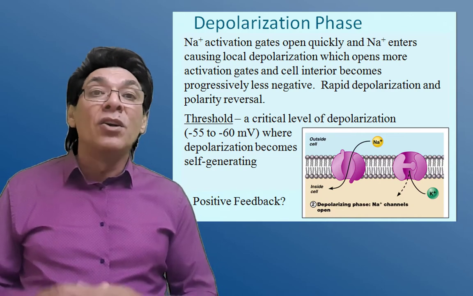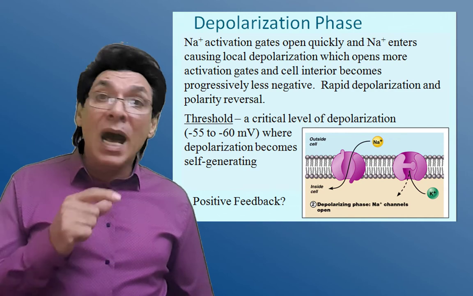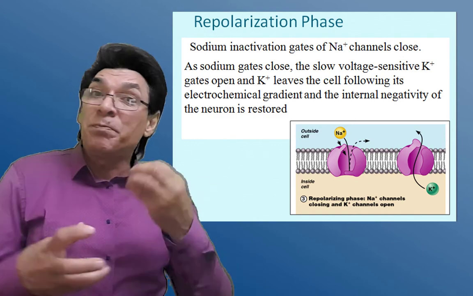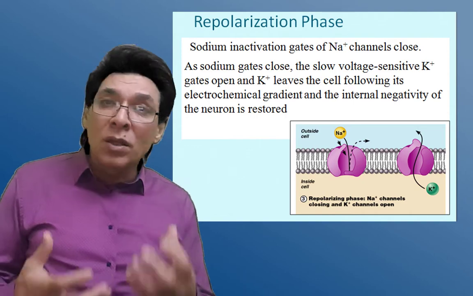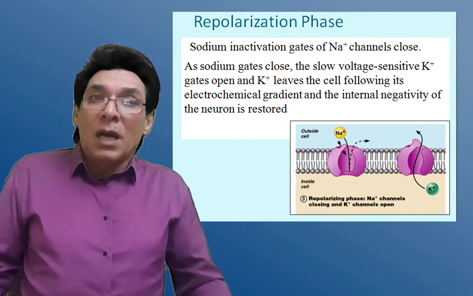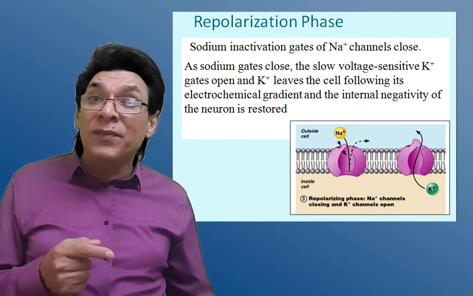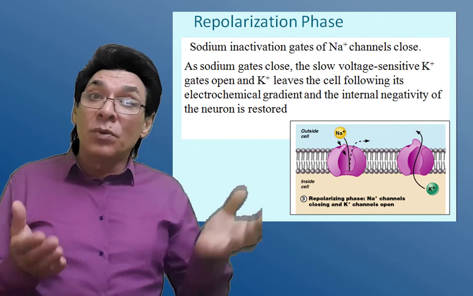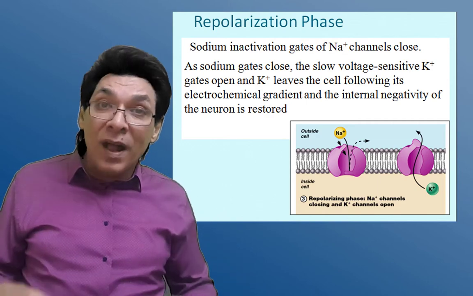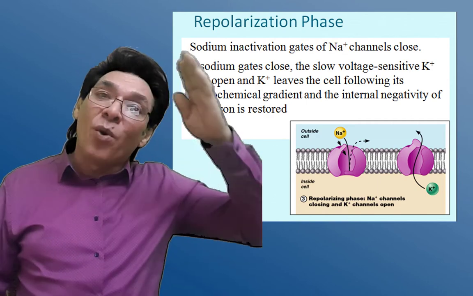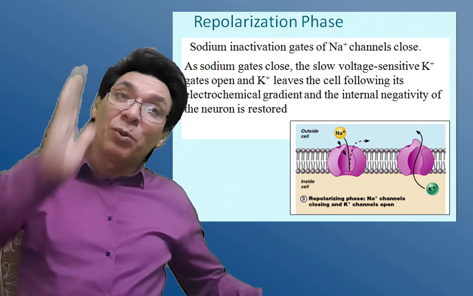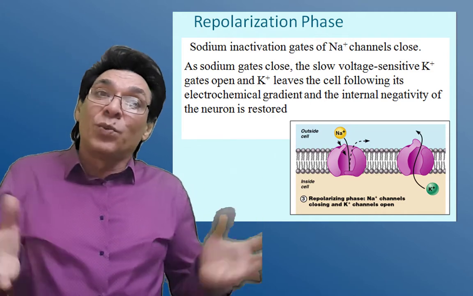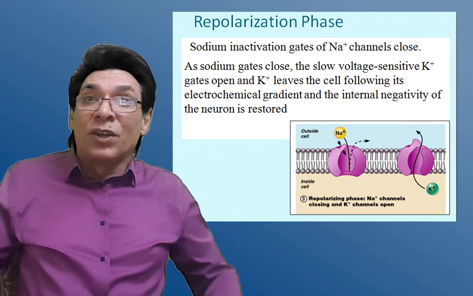As the membrane potential reaches plus 30 millivolts, other voltage-gated channels are opening in the membrane. These channels are specific for the potassium ion. A concentration gradient acts on potassium as well. As potassium starts to leave the cell, taking a positive charge with it, the membrane potential begins to move back toward its resting voltage. This is called repolarization. Depolarization and repolarization mean that the membrane voltage moves back toward the minus 70 millivolts value of the resting membrane potential.